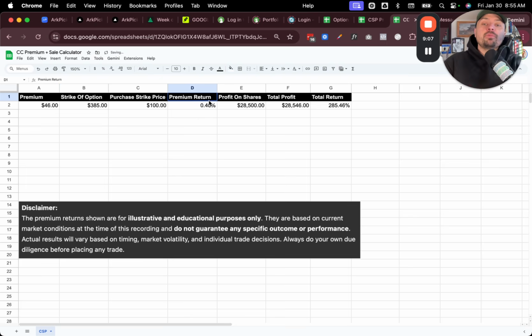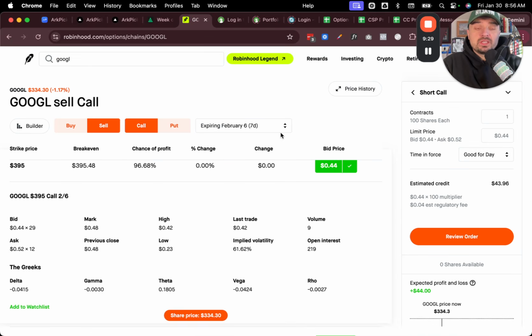$46 of premium, 0.5%. I would personally, if I owned 100 shares of Google at $100 a share and I wanted to go put those shares to work and do a weekly, this is a trade I would personally pull off, because I'm getting a 0.5% return in a week. That, to me, is absolutely fantastic.